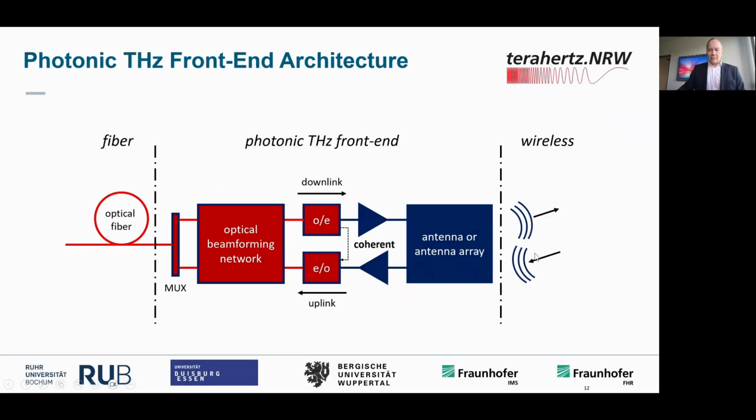And then in the other direction, we call it the uplink from the wireless to the fiber. We have the receiving antenna, and then we have to convert the electrical signal to the optical domain. So we have an EO component. Again, we may have an optical beamforming network and then go on fiber. So this is the key function of the photonic architecture as a general overview.